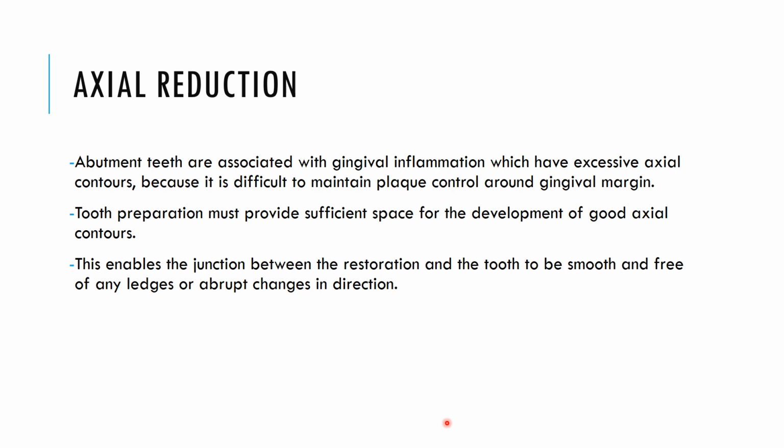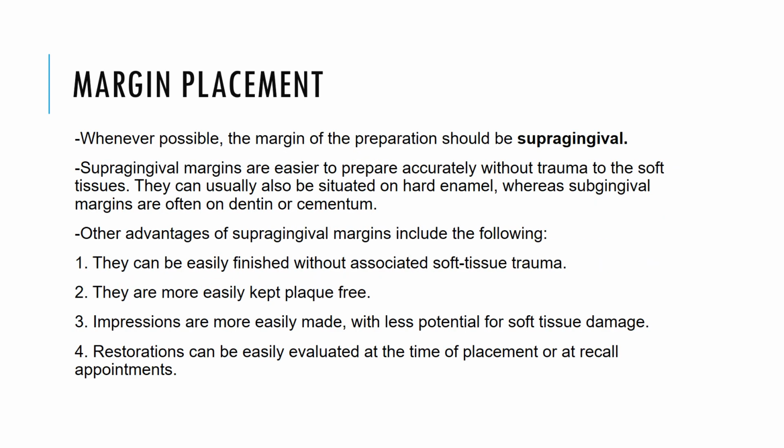Okay. Coming to the axial reduction, abutment teeth are associated with gingival inflammation which have excessive axial contours. Because it is difficult to maintain plaque control around the gingiva, tooth preparation must provide space for the development of good axial contours, right? So this enables the junction between the restoration and the teeth to be smooth and free of any ledges or abrupt changes in any direction. All right. So that has to be done properly.